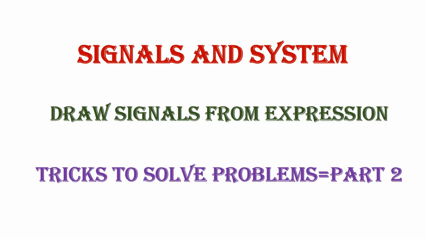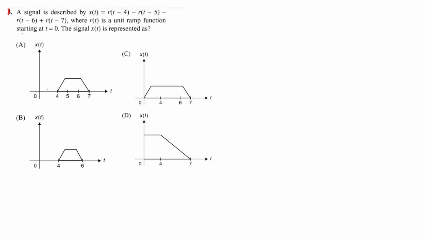In this video, I am going to explain how to draw signals from an expression. Consider problem 1. A signal is described by x(t) = r(t-4) - r(t-5) - r(t-6) + r(t-7), where r(t) is the unit ramp function starting at t = 0. The signal x(t) is represented as 4 options are given.